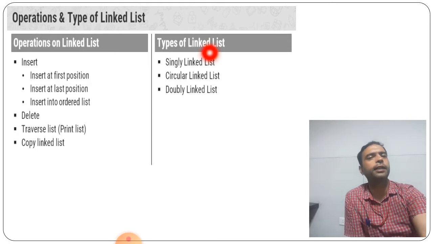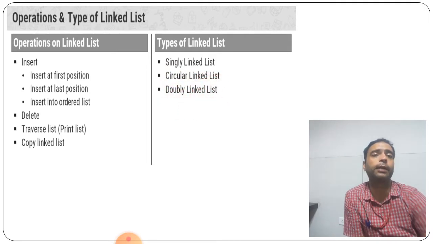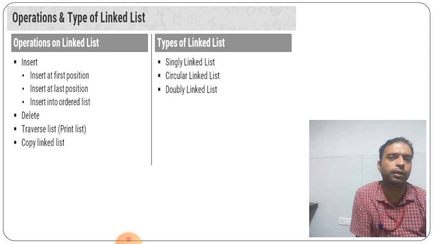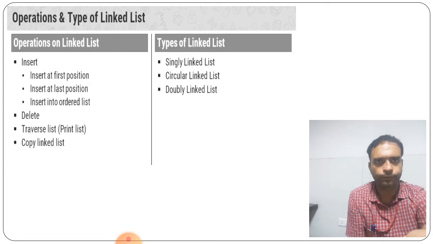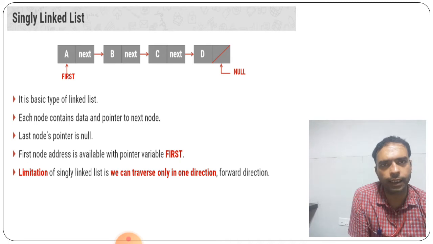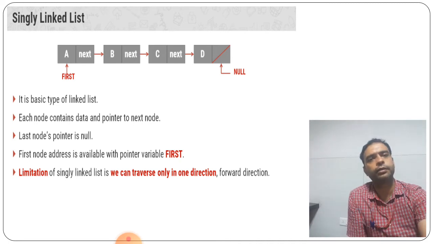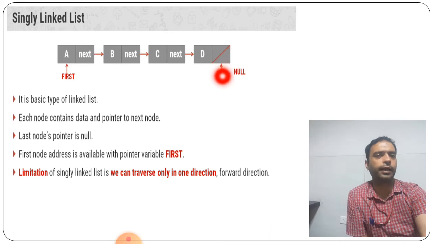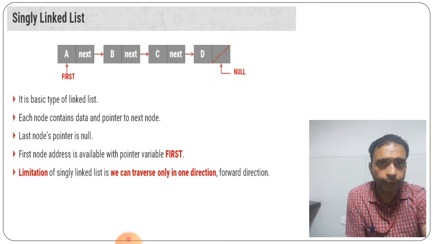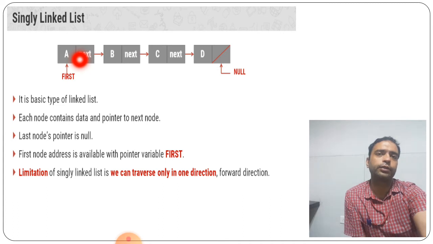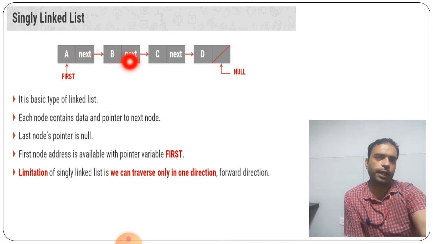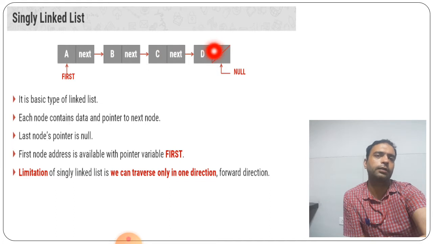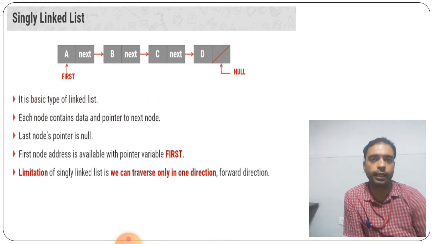Now what are the types of linked lists? The first one is a singly linked list, the second is a circular linked list, and the third is the doubly linked list. In the starting we are going to see the singly linked list. Here the singly linked list is given, in which the first node is pointed to by this first, and the address of the last one is pointed to by null. And this next is showing the address of the next one, and this is showing the address of the next one. So this is how a singly linked list is arranged.